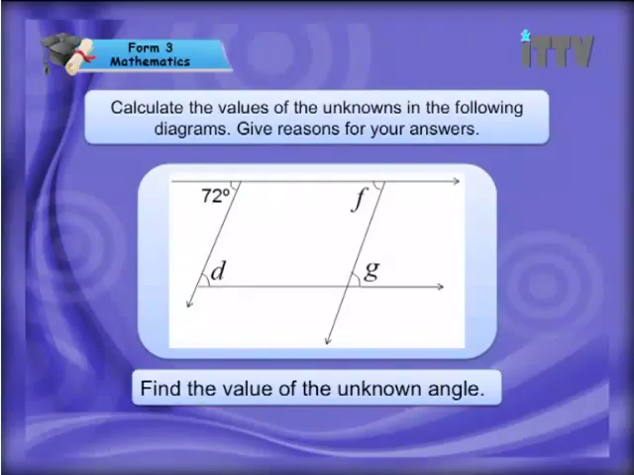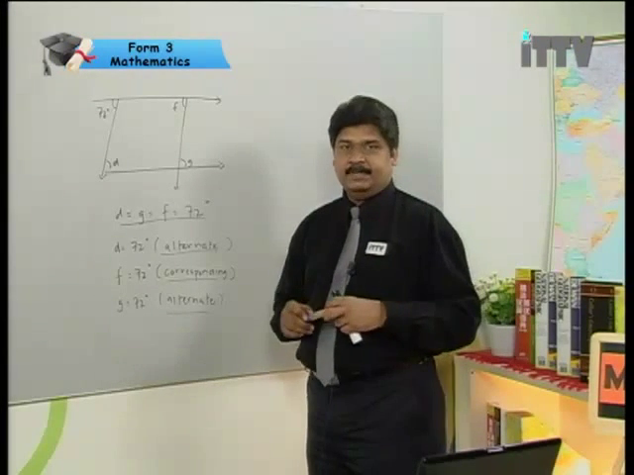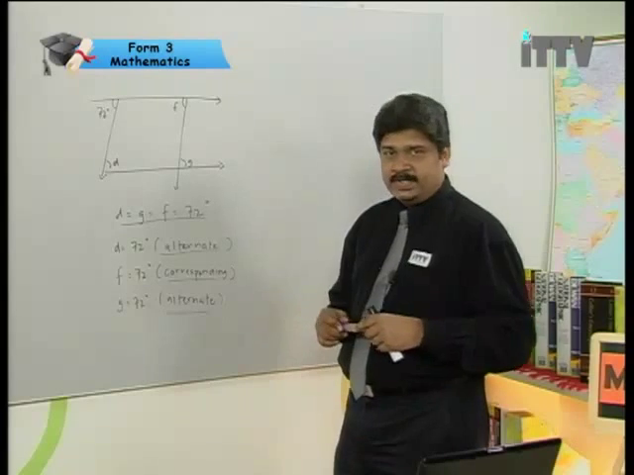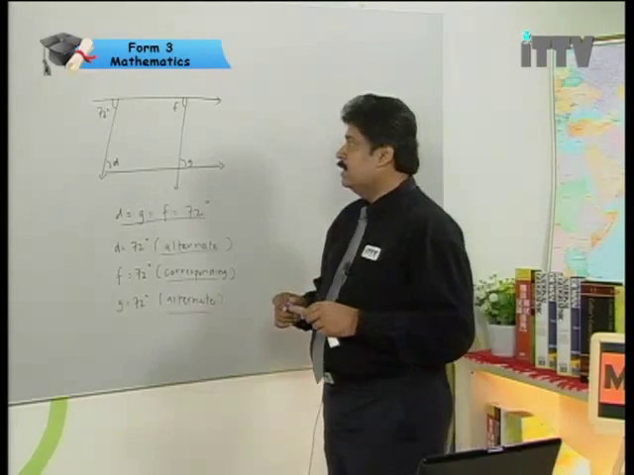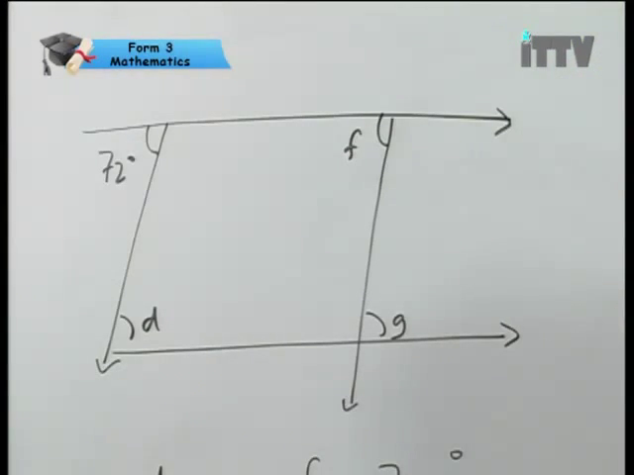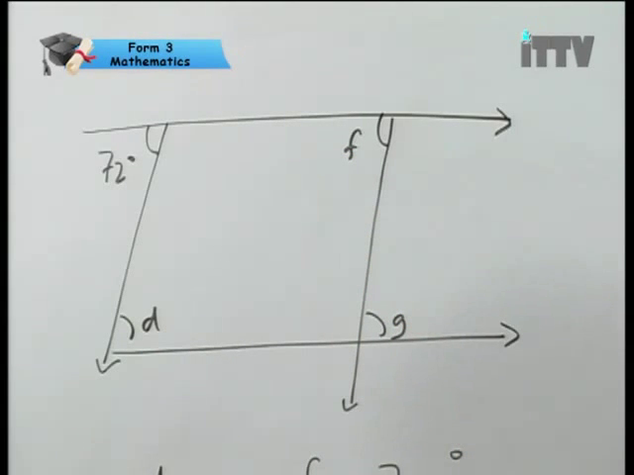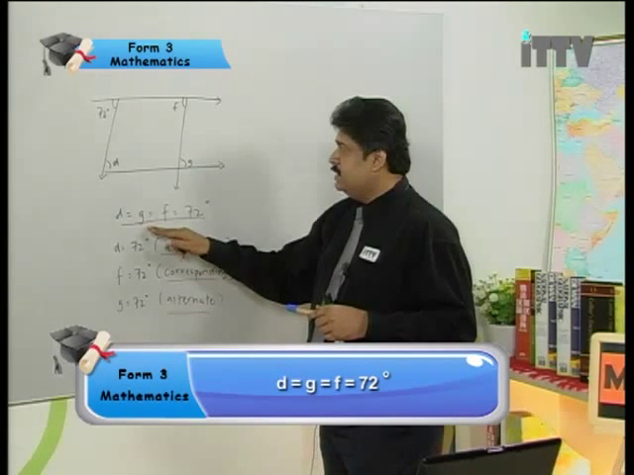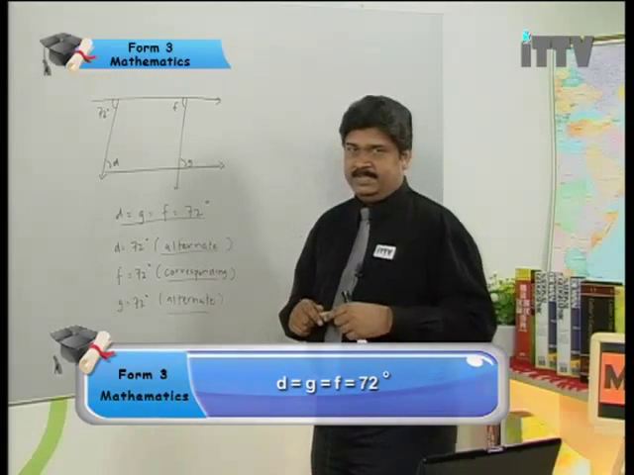Find the values of the lettered angles. Well, boys and girls, we have come to the last question for our lesson. If you look into this question, it looks a bit difficult for some, but on closer examination, the question wants us to find the value of D, F and G. Now on the board I've written down the answer. D is equal to G and G is equal to F, which is equivalent to 72 degrees.